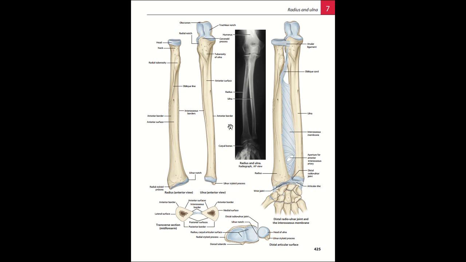Now let's take a look at the osteology of the ulna. What is very important, the ulna has a posterior border. All right, let me start with this. In cross section, it's triangular in shape, with a posterior border and an anterior border. Right, and the posterior border of the ulna is subcutaneous along its entire length. So you can actually feel the ulna along its entire length.